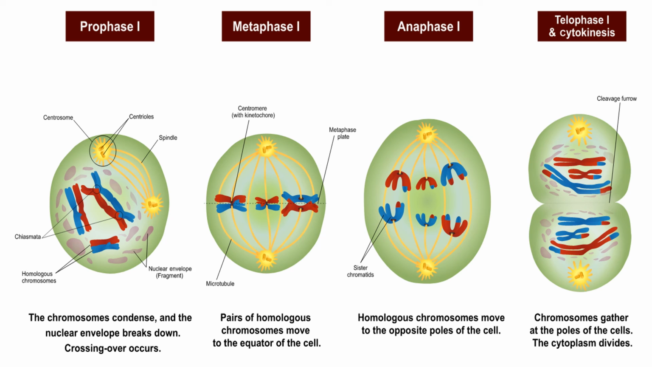What happened in telophase 1 and cytokinesis? Chromosomes gather at the poles of the cells. The cytoplasm now divides. Okay, class, remember, in telophase 1, in most organisms, the nuclear membrane forms. This is followed by cytokinesis. Okay?